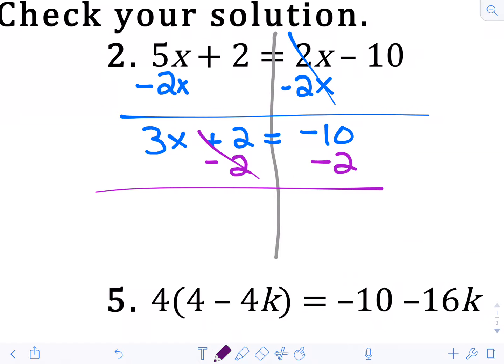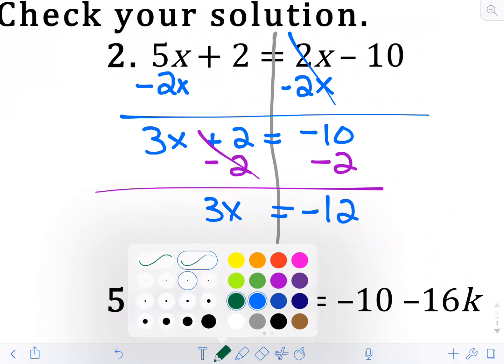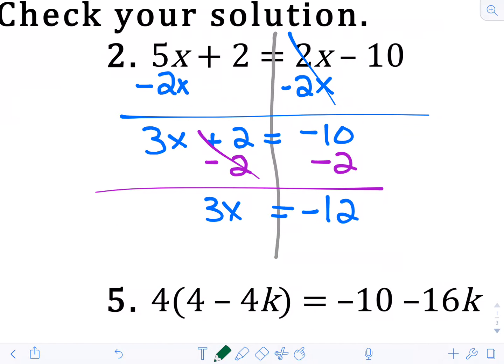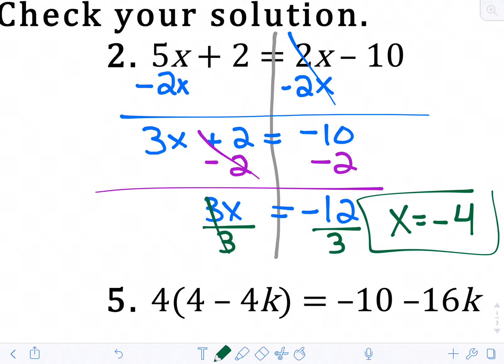So what I have left over is I still have this 3x left over, and now negative 10 and negative 2. So remember, if you think of this as like your team, you have 10 points for the negatives, 2 points for the negatives, so the negatives have 12 points total. And the last thing I have to do here is get x by itself, so I do the opposite of multiplication, and that's division. So I'm going to divide both sides by 3. So what I get for my final answer is x is equal to negative 12 divided by 3 is negative 4.